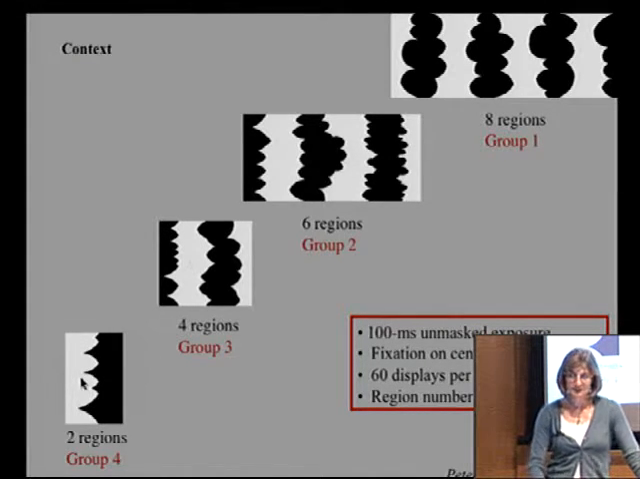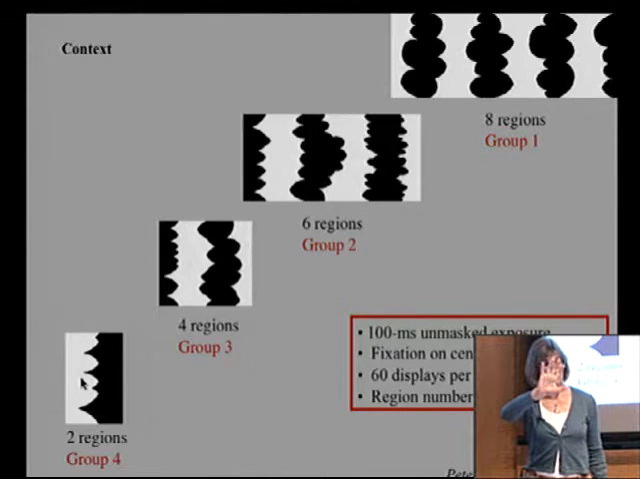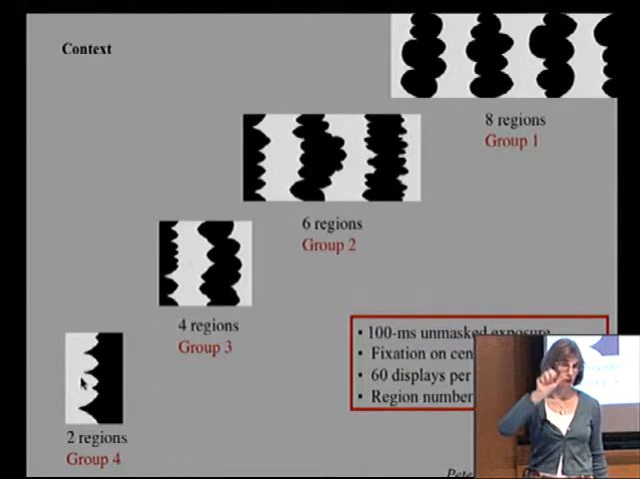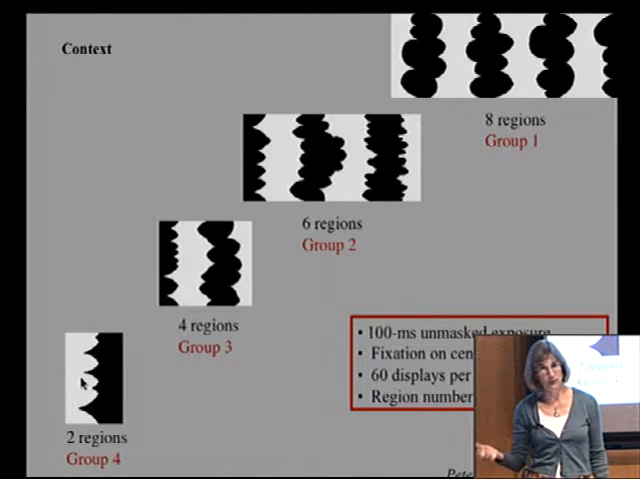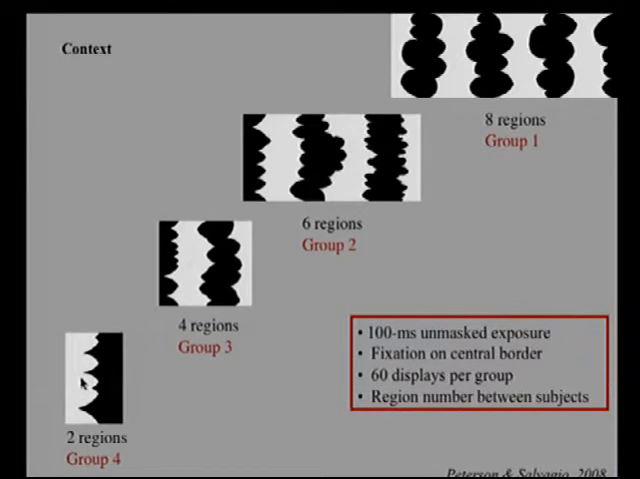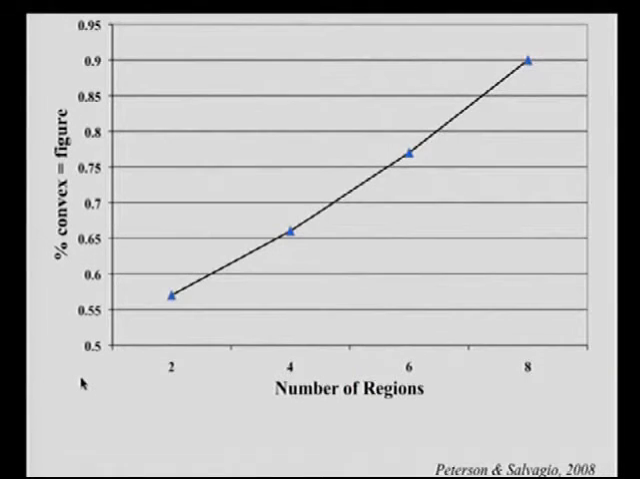So we ran this experiment by showing the displays one at a time. We did not have a mask afterwards. We showed them for 100 milliseconds in this experiment. And then we asked subjects to tell us, did the black regions or the white regions look like figure? They pressed buttons. And here are the data we got.